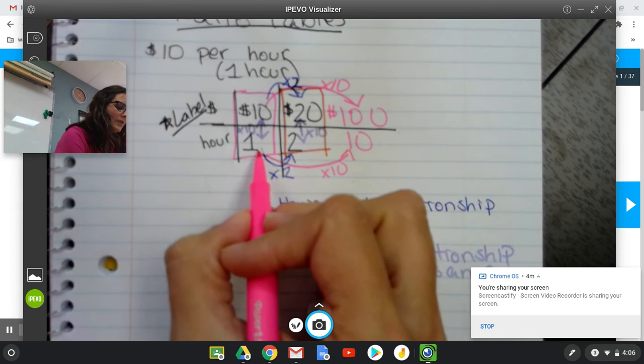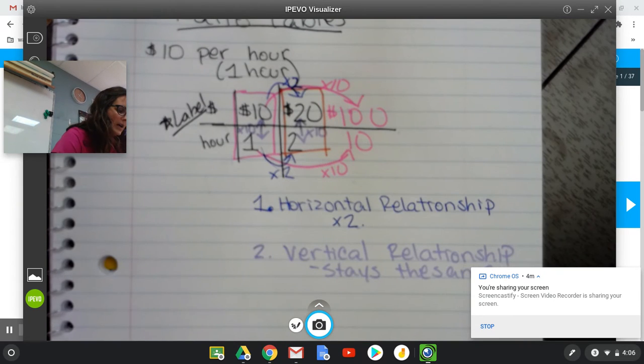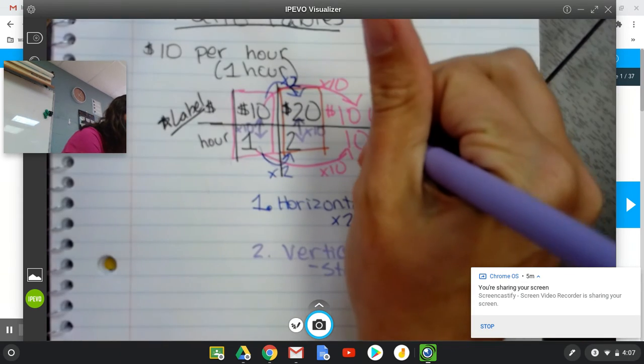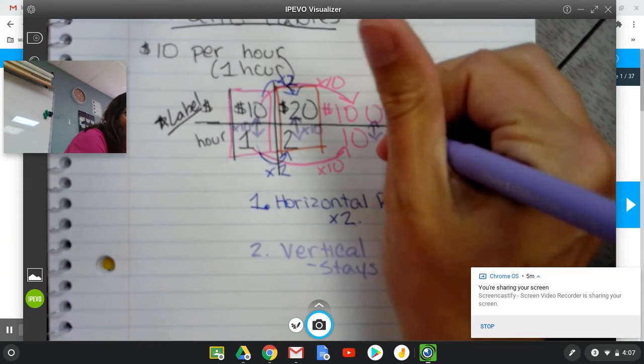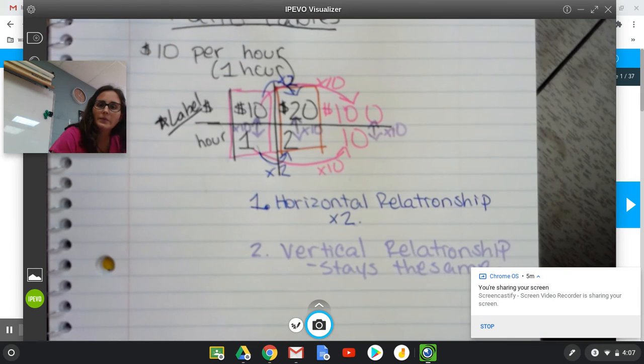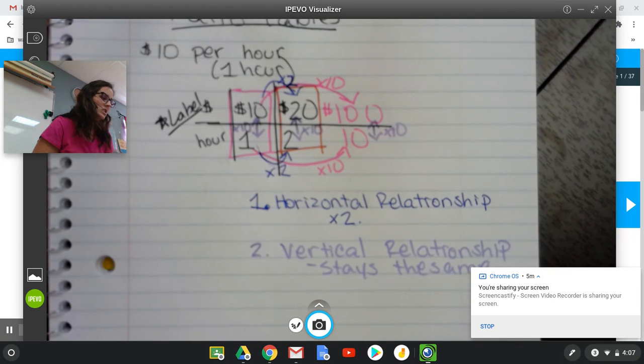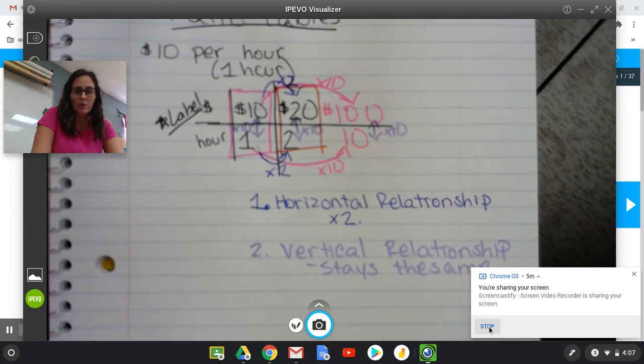Notice we have a vertical relationship and we also have a horizontal relationship. The vertical relationship is staying the same, multiplying by 10. So that's just a real intro to ratio tables. They're an easy way to help you figure out how to scale up and scale down the ratio. So this is just a real easy intro to ratio tables.